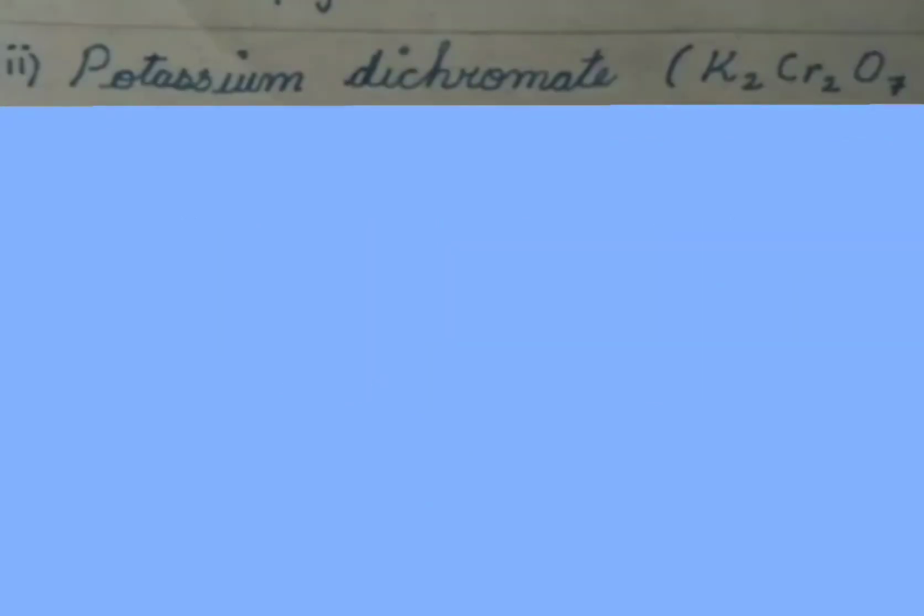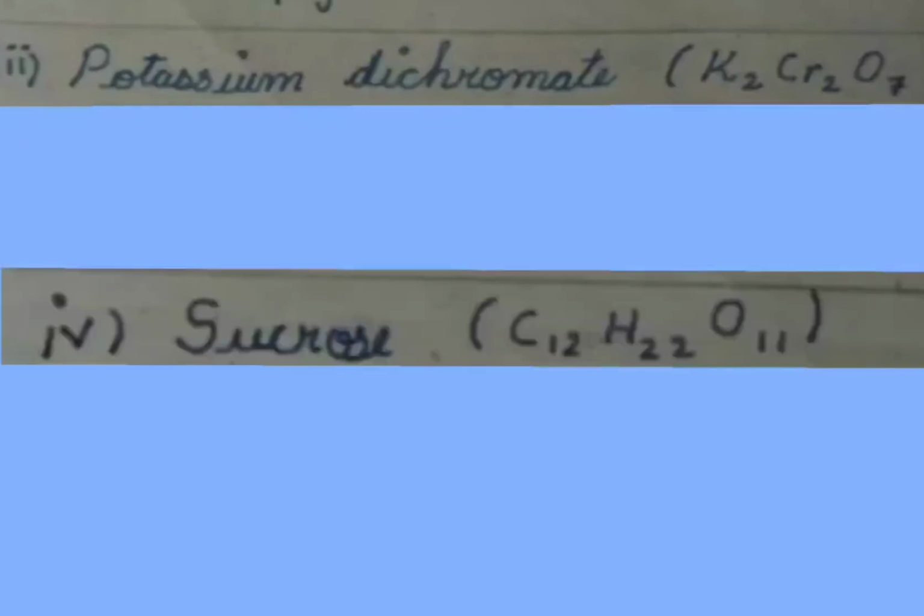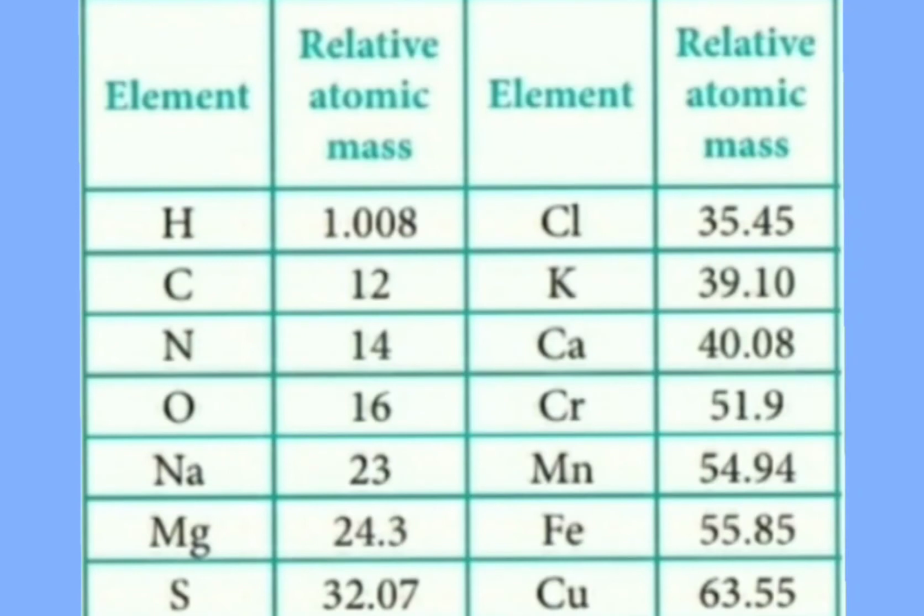Next, potassium dichromate. Potassium dichromate's molecular formula is K2Cr2O7. Next compound is sucrose. Sucrose's molecular formula is C12H22O11. Try to find the answer for these two compounds with the help of the table given.